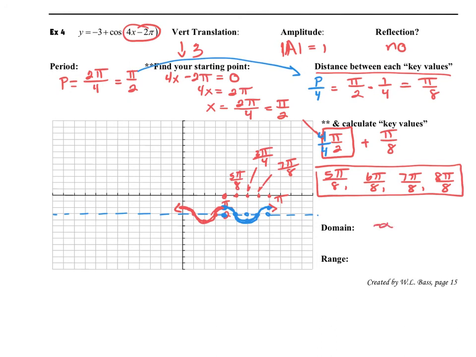Our domain is still negative infinity to positive infinity. Our range, since we didn't scale any of these values, we can see we went down to a -4 and we went up as far as a -2. So our range is -4 to -2 inclusive. So that is all of the various potential elements that you might need for a graph, and we'll do more examples in class.